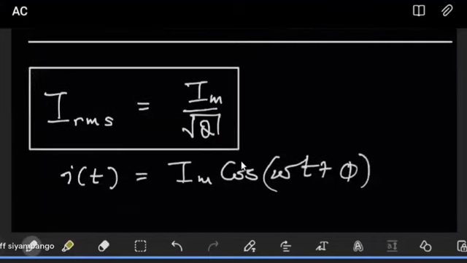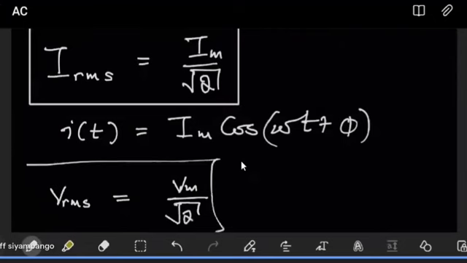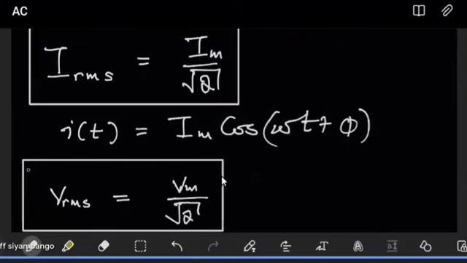In the same way, we can also calculate the RMS value for a voltage source of this nature. Of course, here it's just going to be Vm, as in Vm cos omega t, and so this is going to be Vmax divided by √2. So this is the expression that we'll be using to calculate the RMS value of a given source.